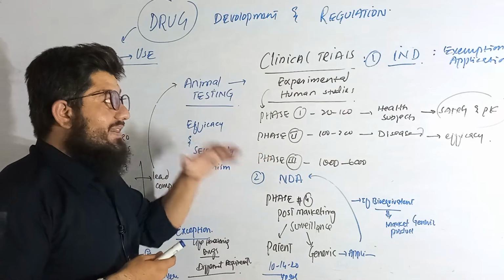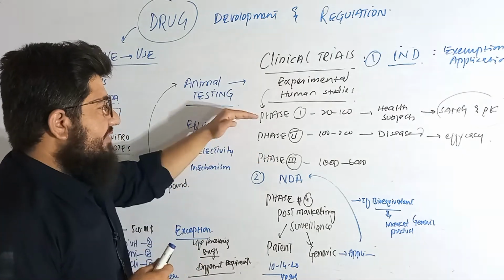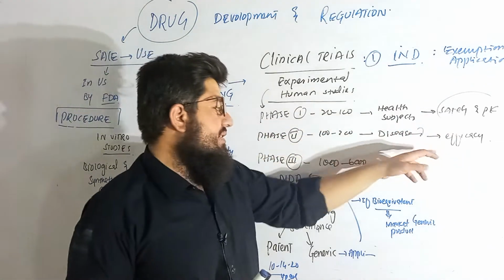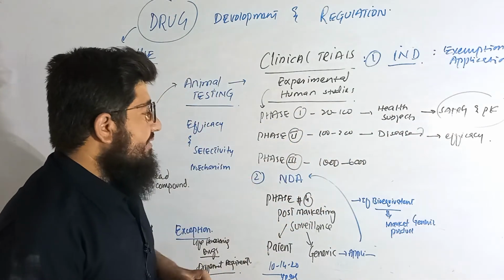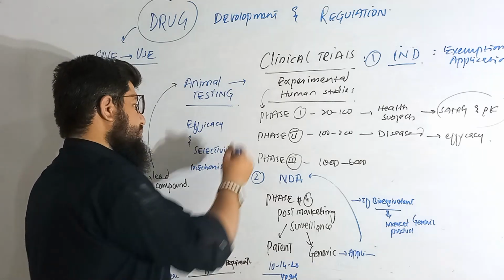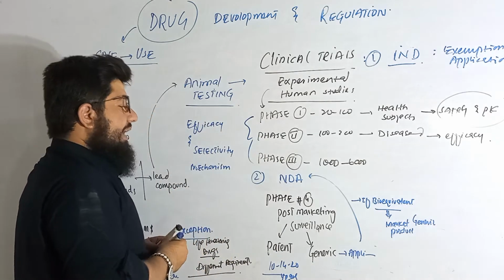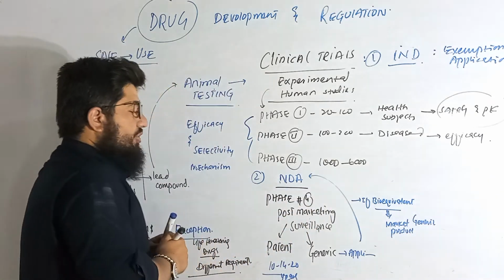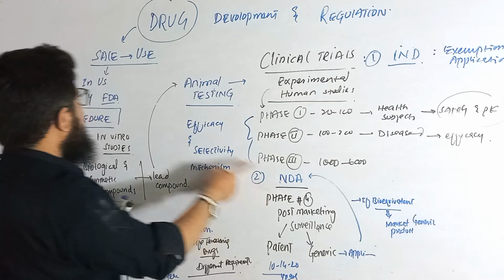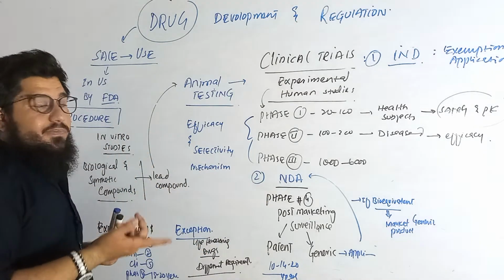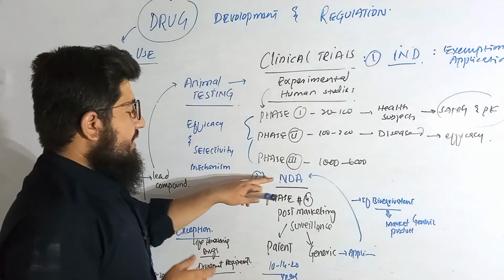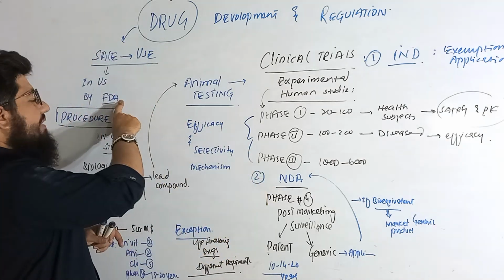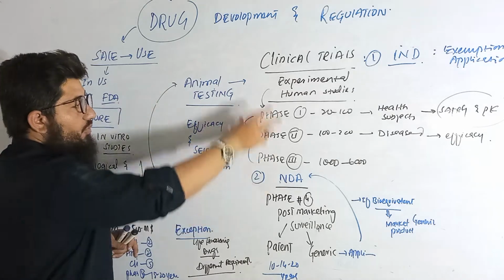Regarding this topic, you must concentrate on this: in phase 1 we check safety and pharmacokinetics. In phase 2 we check the efficacy, and in phase 3 we increase the number. Then after we go through phase 1, phase 2 and phase 3, we put all the data in an application called NDA, new drug application. This is provided to the FDA. FDA provides approval for the next step, that is phase 4. So we file the NDA application, which is submitted to the FDA. FDA approves it, and then we go for phase 4.